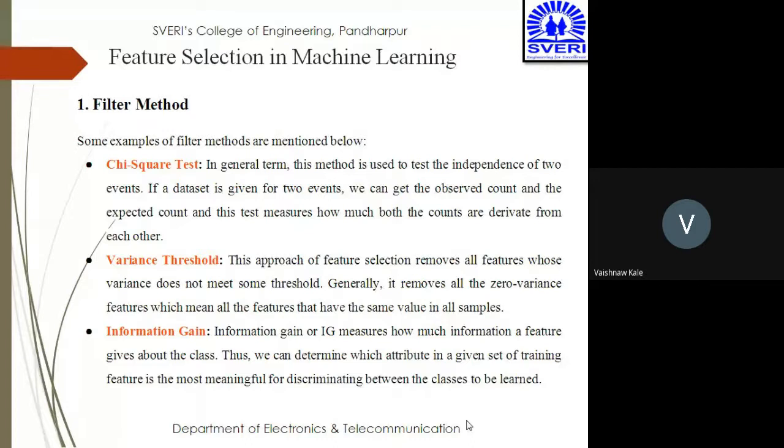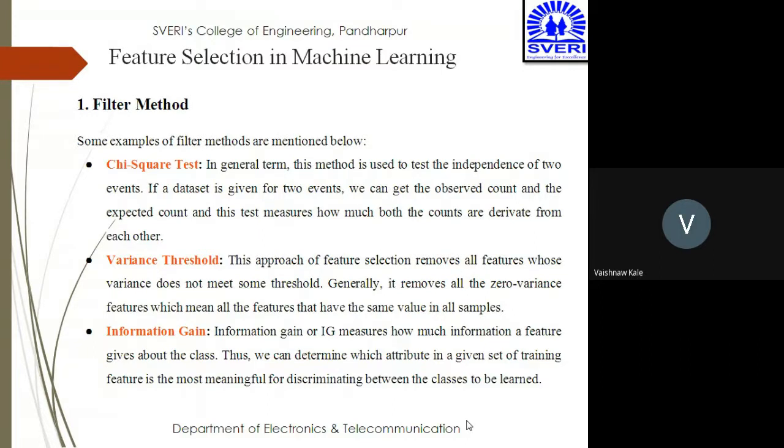Information gain, or IG, measures how much information a feature gives about the class. So how much information a feature gives about the class. Class के बारे में जो information देगा वो information gain measure बताएगा. Thus we can determine which attribute in a given set of training features is most meaningful for discriminating between classes to be learned. Suppose दो classes हैं, class 1 and class 2. ये तकरीबन दोनों सेम ही है, लेकिन फिर भी मुझे उनके बीच में कुछ रिलेशन निकालना है, यानी मुझे उनको डिस्क्रिमिनेट करना है कि भाई ये क्लास अलग है, ये क्लास अलग है.